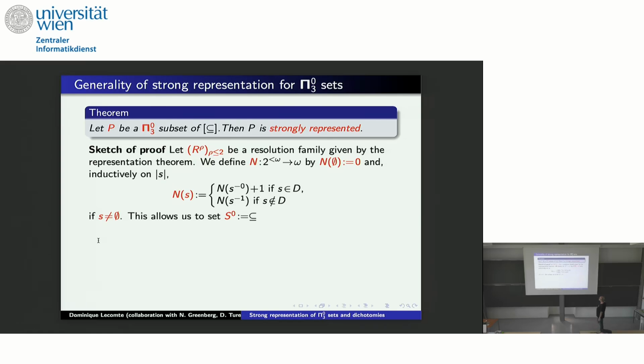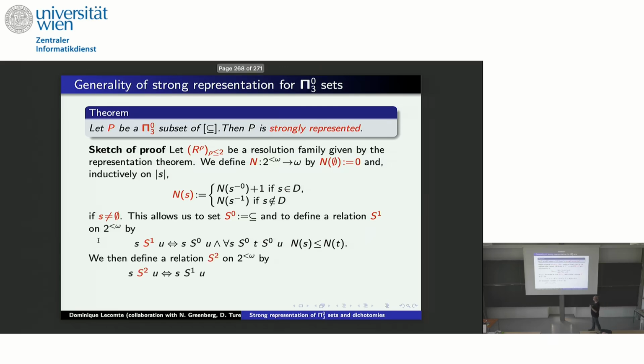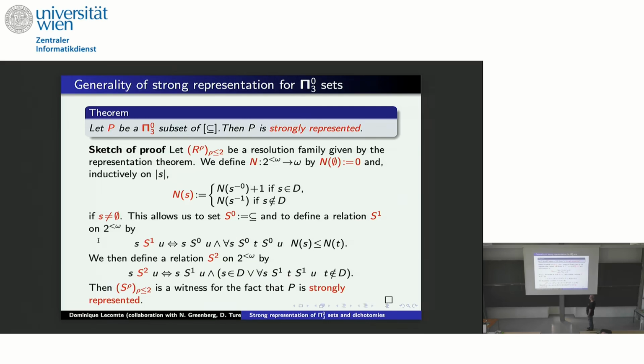And once you have this n, you can start to construct your resolution family. So you start with the extension. You have to do this. And what about S1? Well, S and U are S1 related if they are S0 related, and anything in between S and U has an n, which is at least the n of S. Finally, we have to construct S2. What is S2? S and U are S2 related if they are S1 related, and if either S is in D or anything in between S and U with an S1 relation is out of D. And the thing is that this gives you a resolution family, which is a witness for strong representation.